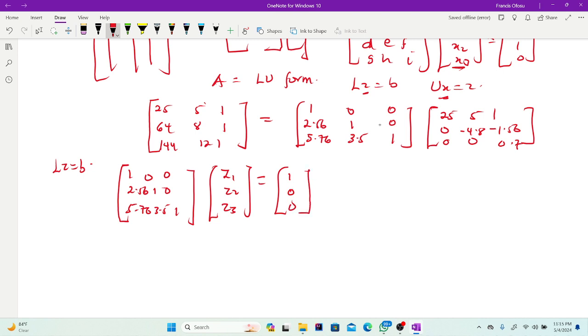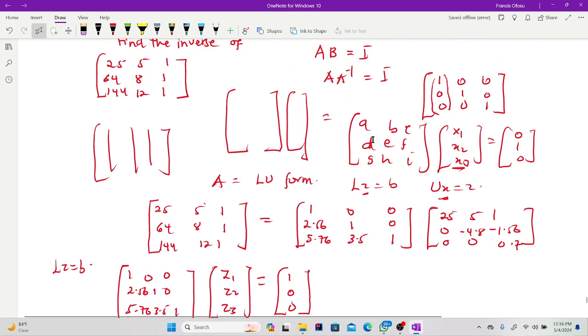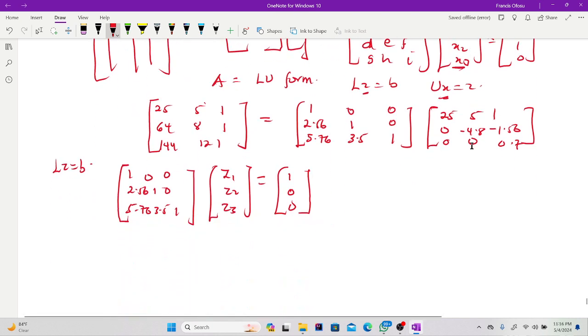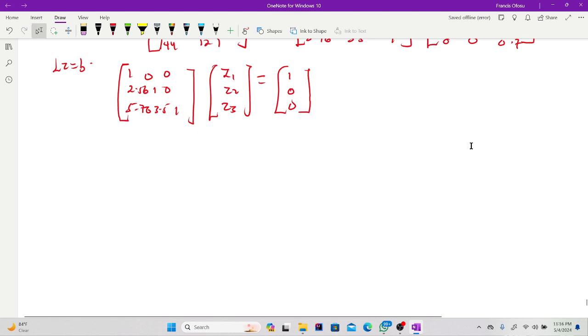Take note of this. That is 1 0 0. Because the idea, as I stated, is when you multiply a matrix by its inverse, the resulting matrix is what? An identity matrix, right? So our B part of the equation is going to be the respective columns of the identity matrix. So now here, as I have written this, we just have to solve for Z, then we find the corresponding X values. So finding the Z, this is forward substitution, right?